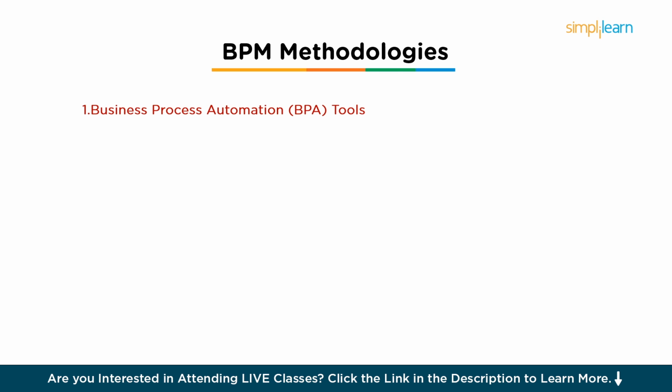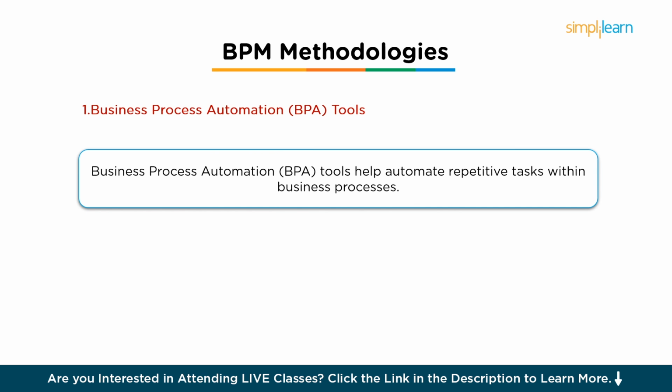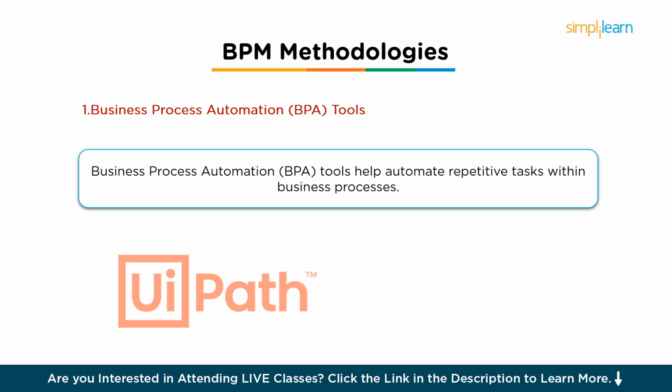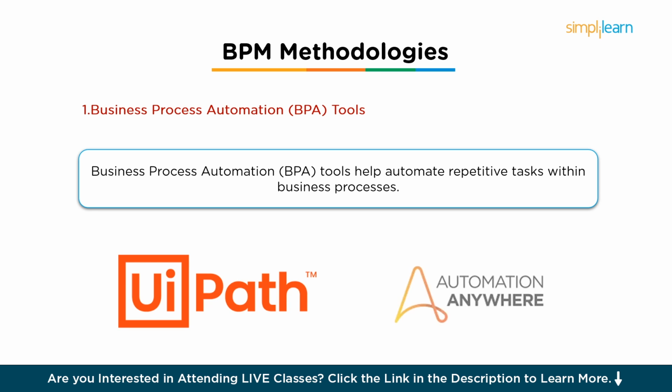Business Process Automation, BPA. Business Process Automation, BPA, tools help automate repetitive tasks within business processes. These tools can streamline administrative tasks, customer service processes, and other back-office operations. Examples of BPA software: UiPath, a leading robotic process automation (RPA) tool that automates repetitive tasks using software robots. Automation Anywhere, a popular RPA tool used to automate tasks across different business departments.